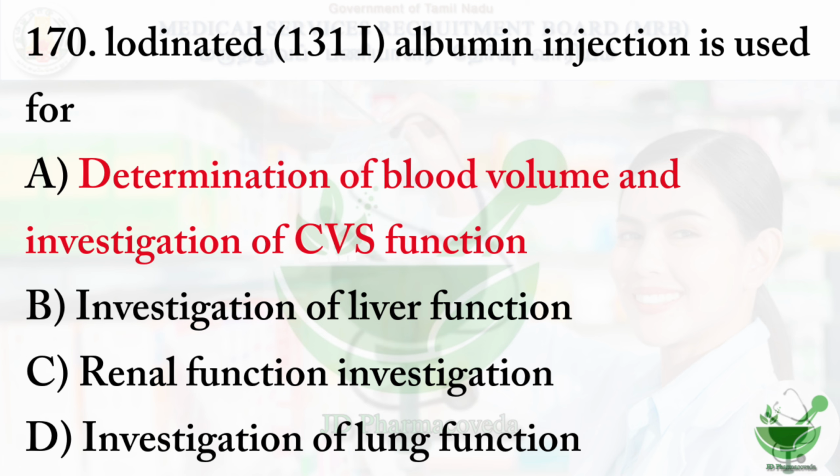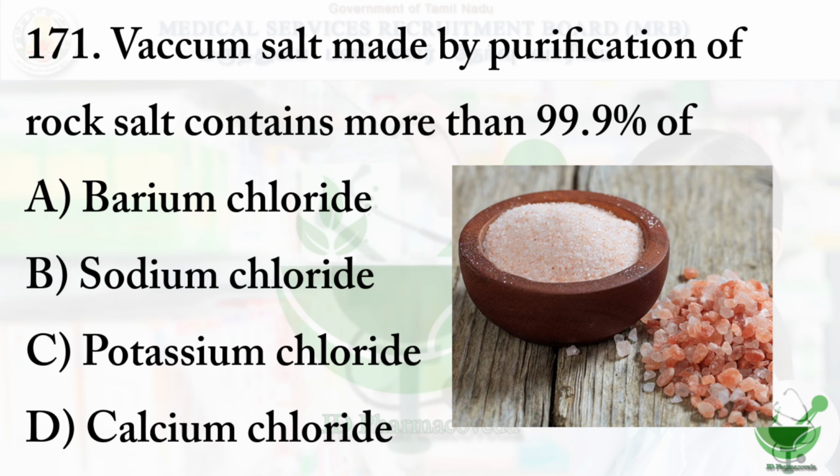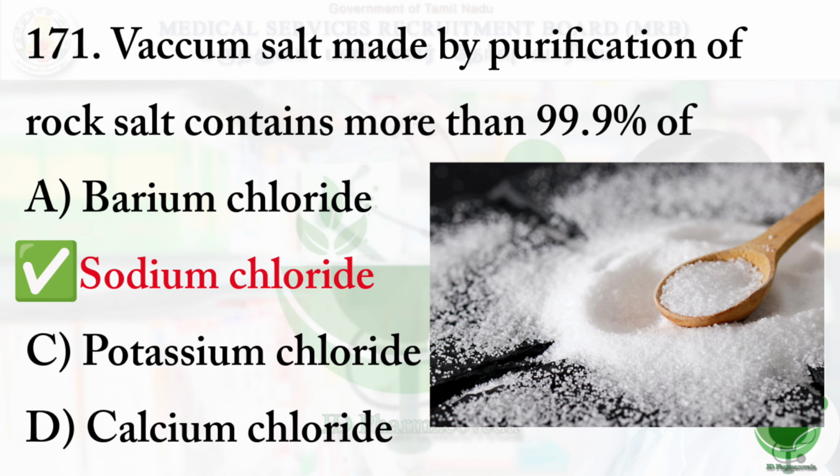Then question number 171, vacuum salt made by purification of rock salt contains more than 99.9% of dash. Option A barium chloride, option B sodium chloride, option C potassium chloride, and option D calcium chloride. So the right option is option B sodium chloride. We already know that. Vacuum salt is a highly refined crystalline salt that is produced by evaporating salt water using vacuum and heat.